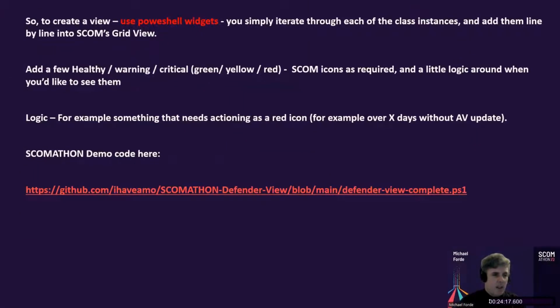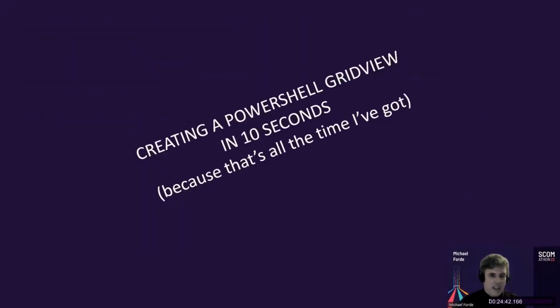Okay, so to create a view, use PowerShell widgets to simply iterate through it. This is my GitHub for the SCOM Defender in case you want to grab it, and I'll show you what you get out of it. So this is not a management pack. I'm being a little bit cruel here. I want you to actually create it yourself in a grid view. So you're learning how to do that. So creating a PowerShell grid view in 10 seconds, because that's all the time I've got.